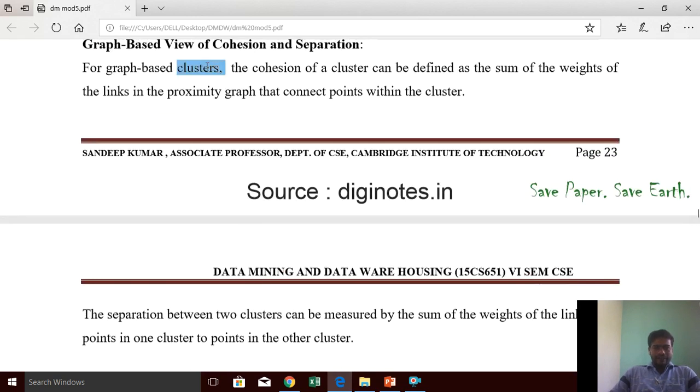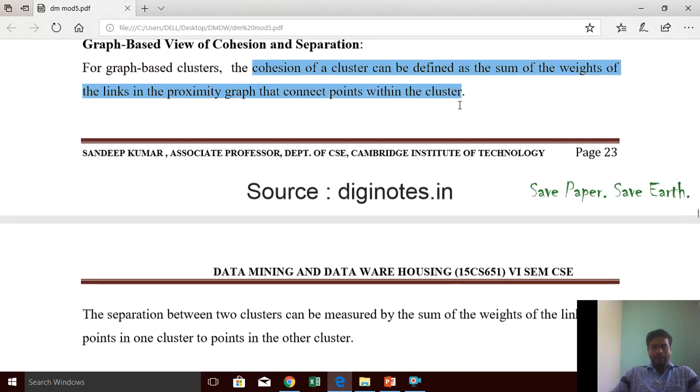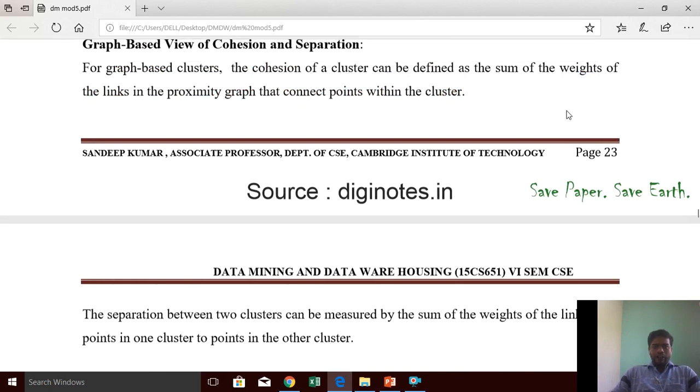So for a graph-based cluster, how is cohesion defined? Cohesion of a cluster can be defined as the sum of the weights of links in the proximity graph that connect points within the cluster. So if I want to find out how closely the objects in a cluster are related, we need to take the sum of weights of each link in the proximity graph and determine how closely they are related.